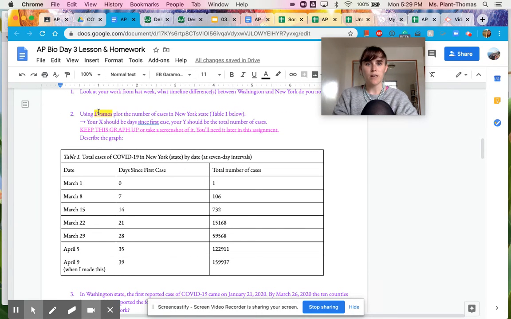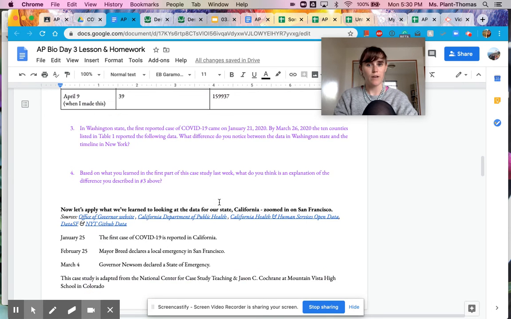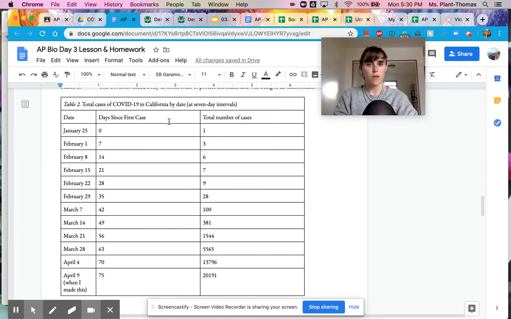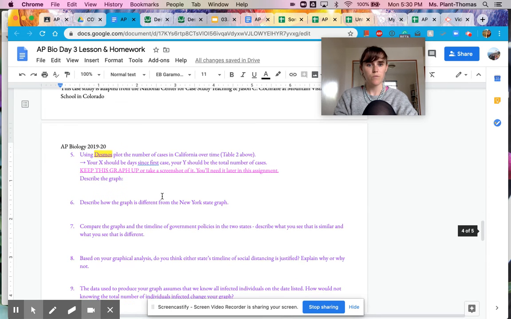When you're using Desmos, you should be plotting the X should be days since first case. Your Y should be total number of cases. You're going to need to do that twice. So make sure you keep the graph up. What I did is I had 2 separate tabs of Desmos so I could compare them. You could also take a screenshot of one and then reuse that tab, but just don't get rid of it, because you are going to need to compare the 2 graphs that you make. You're going to be doing another graph here for this data.